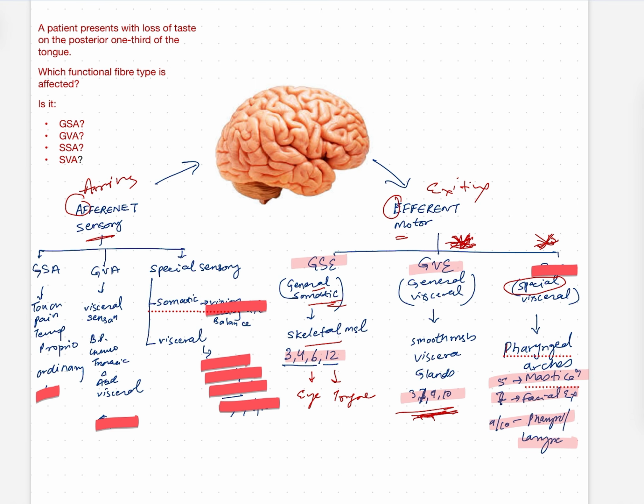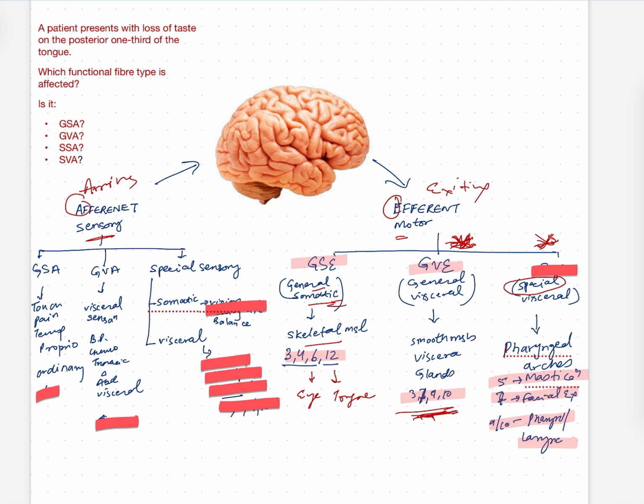Now the question is, which category supplies the facial expression? GSE, GVE, SVE? We know facial expression comes from the pharyngeal arch, special motor. So these are the special visceral efferent. Now we will come to the sensory side.